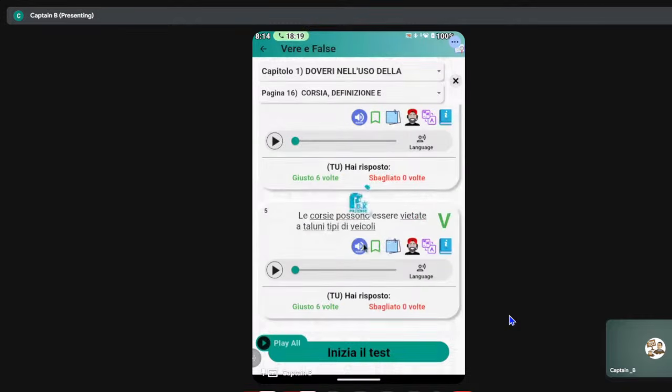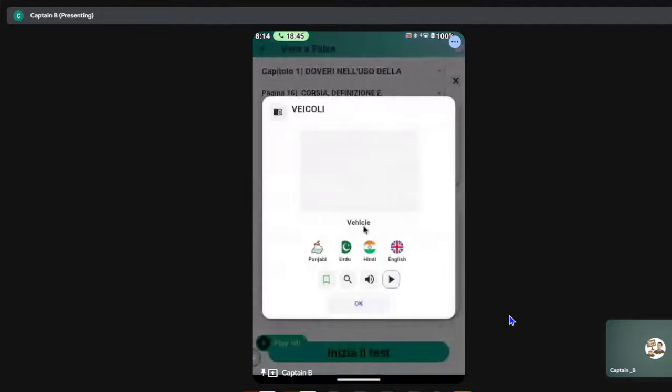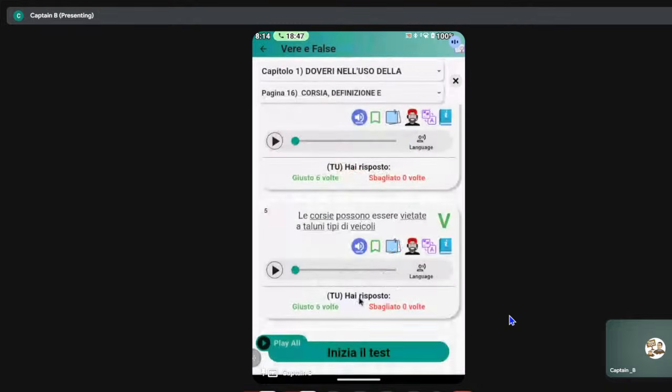Number 5. Le corsie possono essere vietate a taluni tipi di veicoli. Now, it's lanes. The lane può essere vietata. Possono essere vietate a taluni tipi means talking about some types of vehicles. Right? So the lanes can be forbidden for some types of vehicles. Yes, the lane can be forbidden for some type of vehicle, which is true.